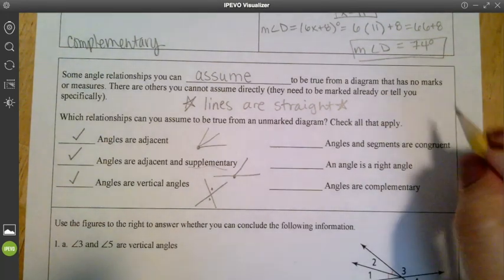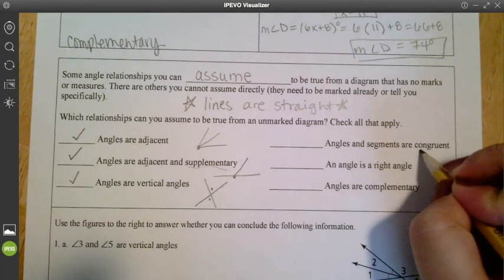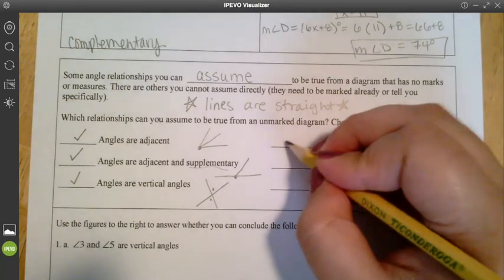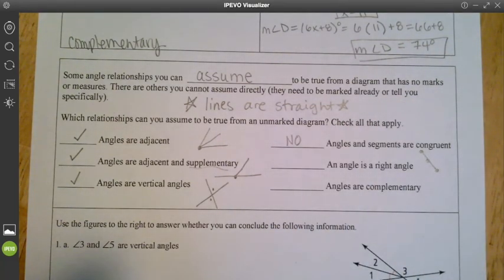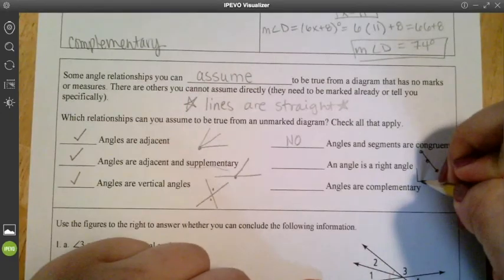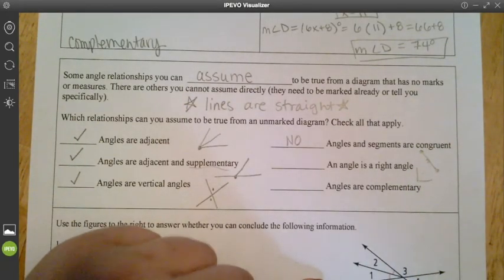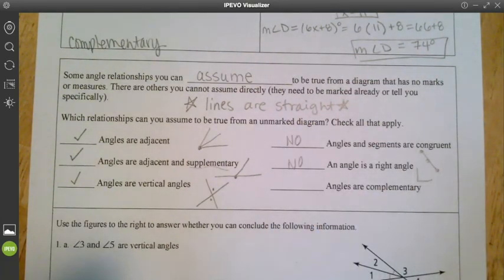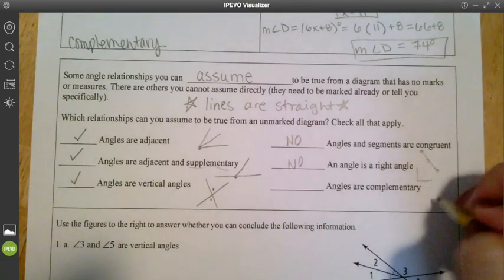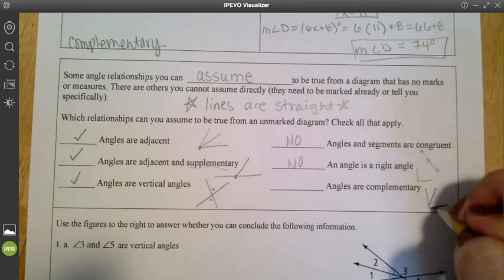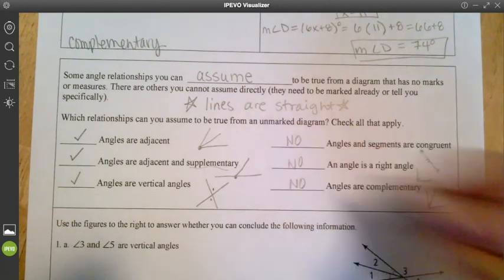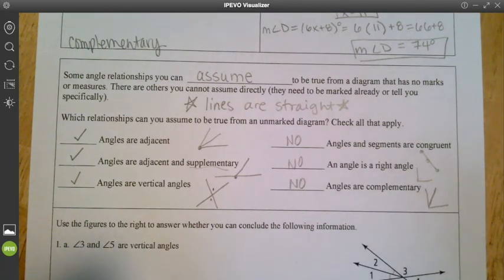Angles and segments are congruent. Well, if I have something marked like this, can I assume that those are congruent? No, because that doesn't come from a line being straight. It has to have the tick marks. An angle is a right angle. Well, what if that is not marked? It could be 91 degrees. It's not a straight line. We cannot assume it. Angles are complementary. Same thing. If I have two angles that look like a right angle, and it's not marked, you cannot assume it. The only thing you can assume is that lines are straight.